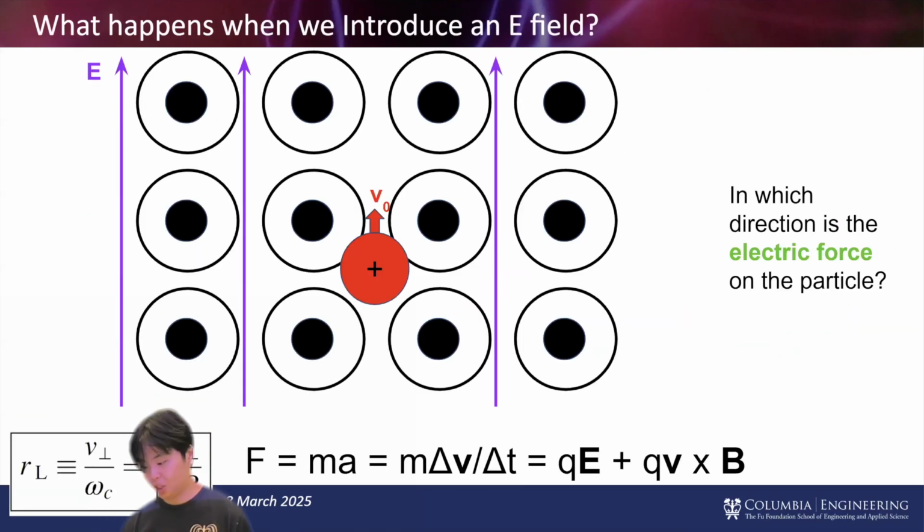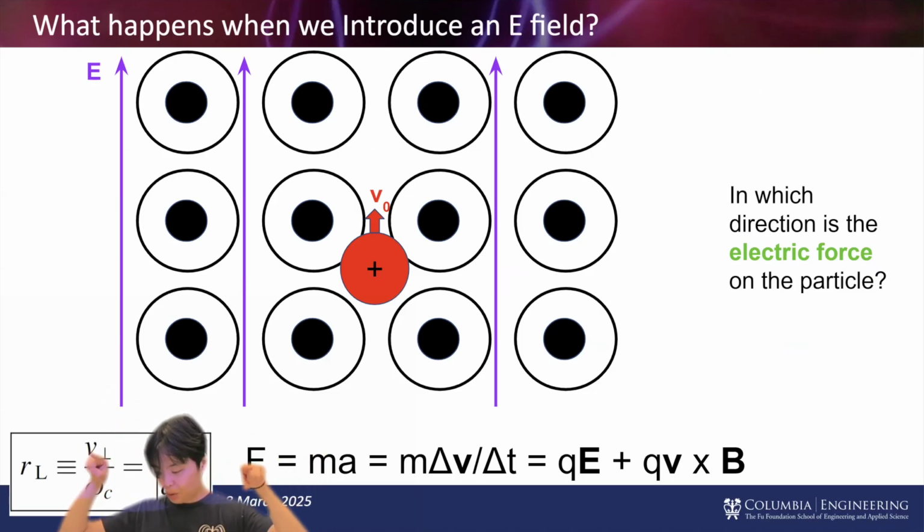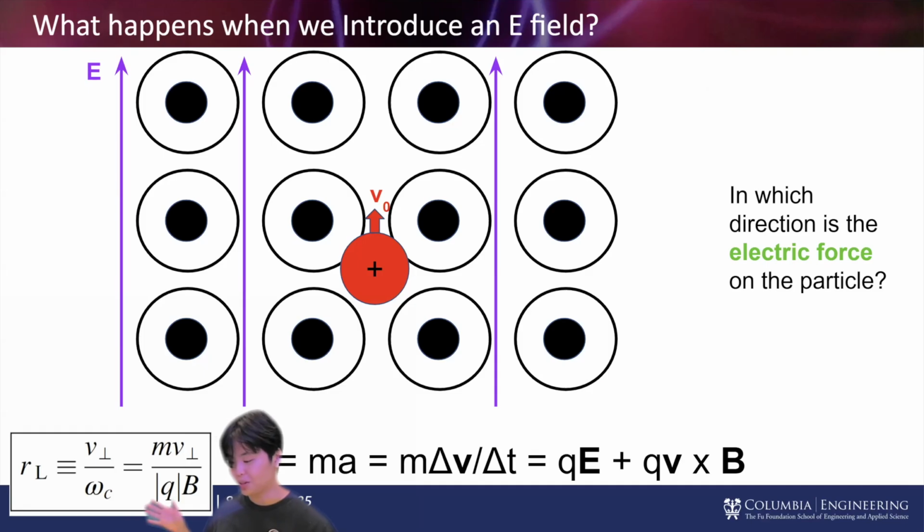So let's look at this problem. I have B fields, which are these little eyeball-looking creatures, and they are pointing outwards. Remember, if they look like an eyeball, it's looking out at you. And I have an E field that is pointing upwards. It is uniform in space. And then remember our Larmor radius formula and our force formula, which is F equals ma, the change in velocity over the change in time, but we can also represent it as QE plus QV cross B as the Lorentz force.